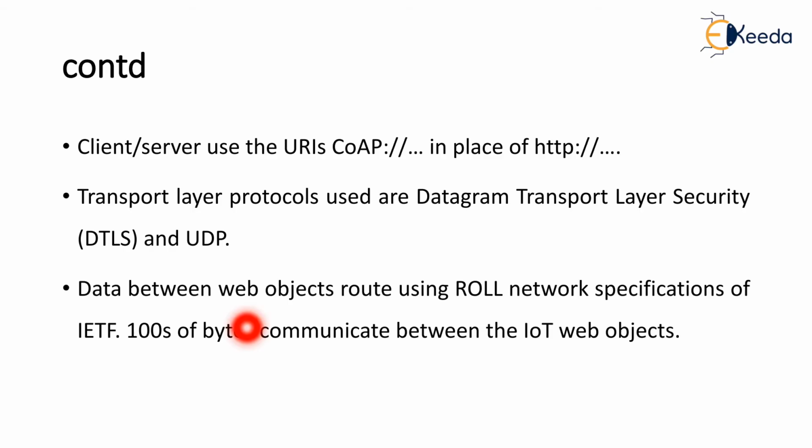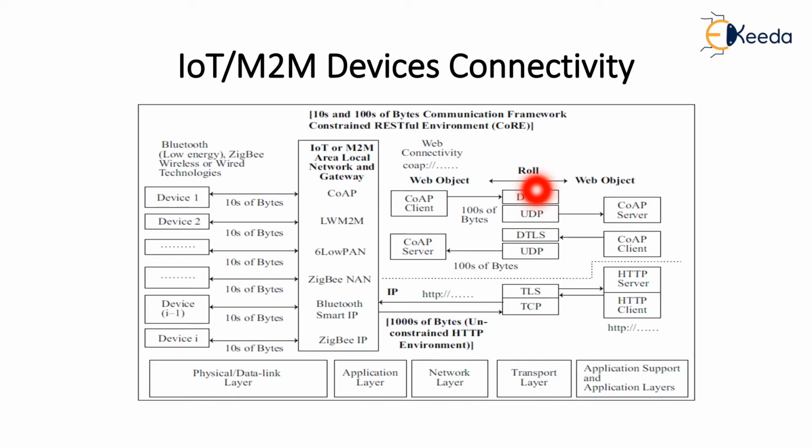So here hundreds of bytes communicate between the IoT web objects. Here ROLL is meant for routing, that is, routing over low power and lossy networks. There might be coordination which is closely working with groups in other areas focusing on constrained networks and constrained nodes. So this is the idea about routing over low power and lossy networks. It is a working group of the IETF, which was discussed in the previous topic.